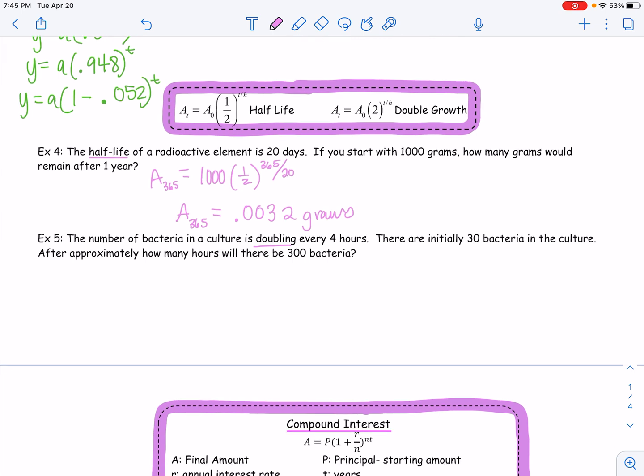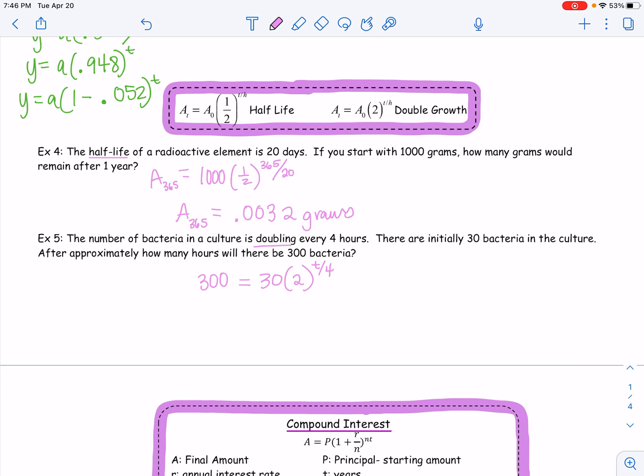So first thing I want to do is set up what I know and plug in what I know. So what's my initial amount? My initial amount is 30. 30 times 2, because I'm using double growth, raised to the what power? Well, we actually want to figure out how many hours it takes, but we know that the double life is 4 hours, so it's going to be t divided by 4, and we know that we're trying to figure out how long does it take to get us to 300. So this is one where you'll have to graph, just like we did the others. So you're solving for t.